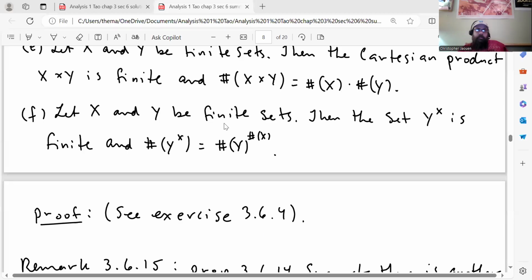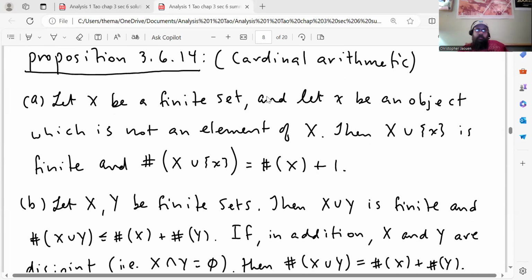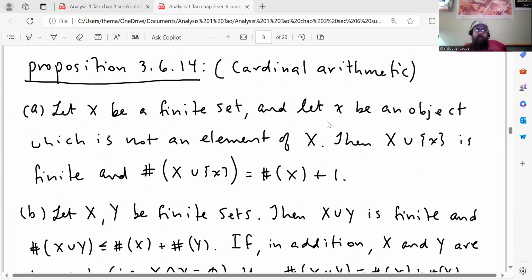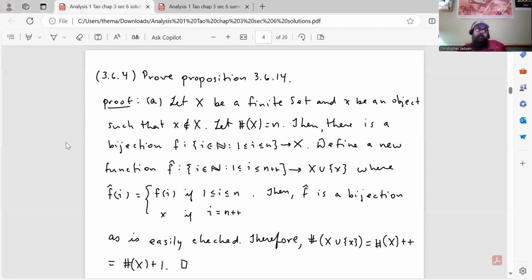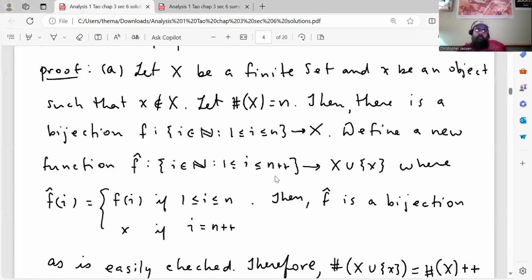All right, so here's proposition 3.6.14, cardinal arithmetic. So here's what part A says, and so I'll just show you what each of the parts say, and then I'll show you my proof of them. So part A says, let X be a finite set, and let x be an object which is not an element of X. Then X union the singleton set containing x is finite, and the cardinality of X union the singleton set containing x is equal to the cardinality of X plus 1. So let's show that. Let me make this a little bit bigger here. I'll prove this here.